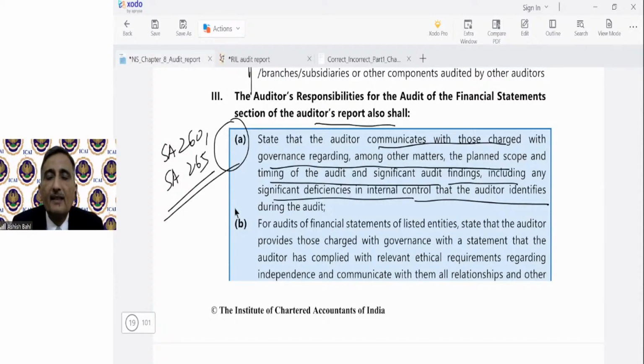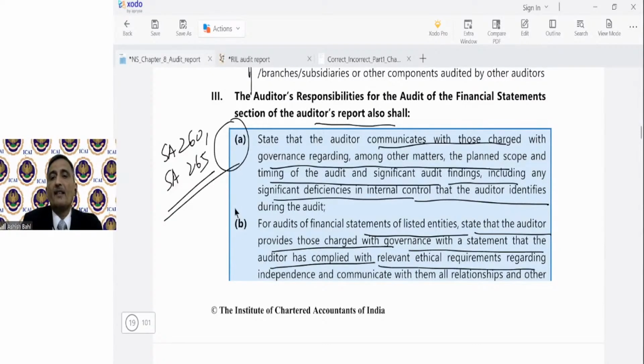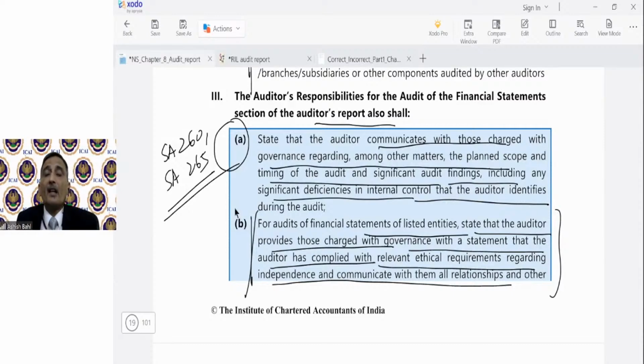अभी लास्ट चैप्टर में तो स्टूडेंट्स हमने पढ़ा है SA 260 और 265 में. Okay, so for audit of financial statement of listed entities, state that auditor provides to those charged with governance a statement that auditor has complied with relevant ethical requirements regarding independence. So it is compulsory to be stated in case of listed entities where the auditor confirms to TCWG that he has met all the independence requirements. Okay, so this we have also read in SA 260.